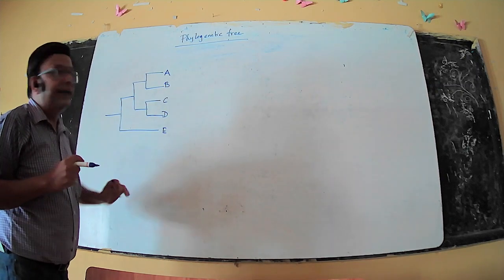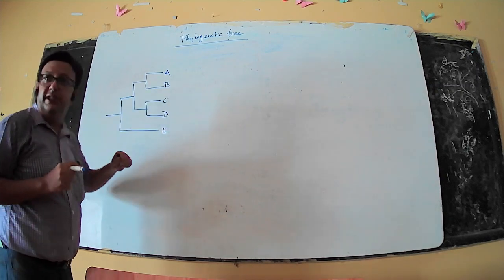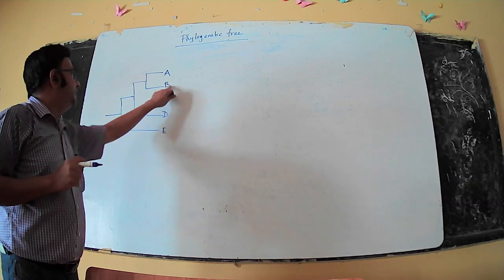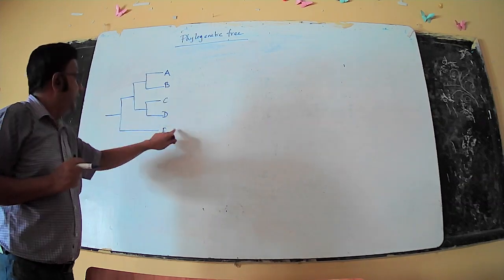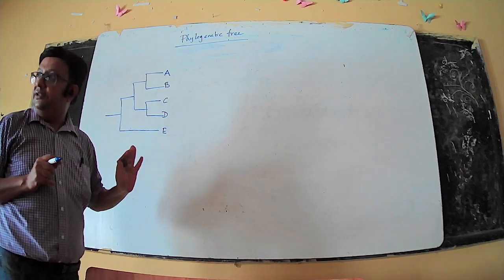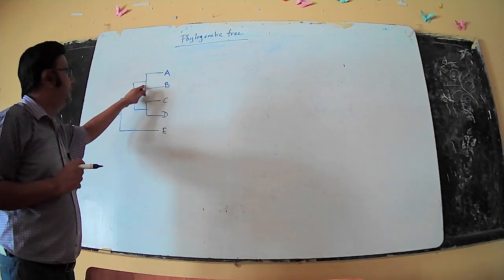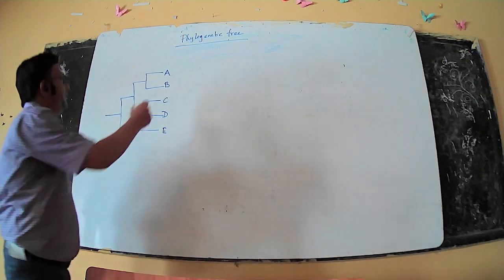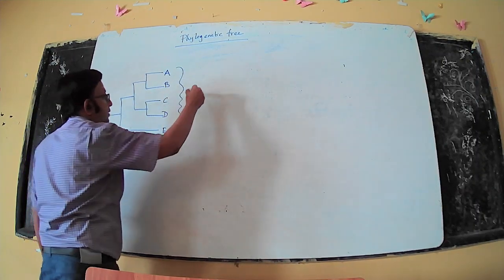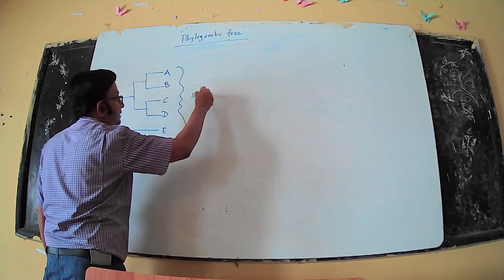Immediately from this diagram, you know A and B are close to each other, C and D are close to each other, B and C are not that close to each other, and E is far away from all the others. Right? So now these are known as species of interest.